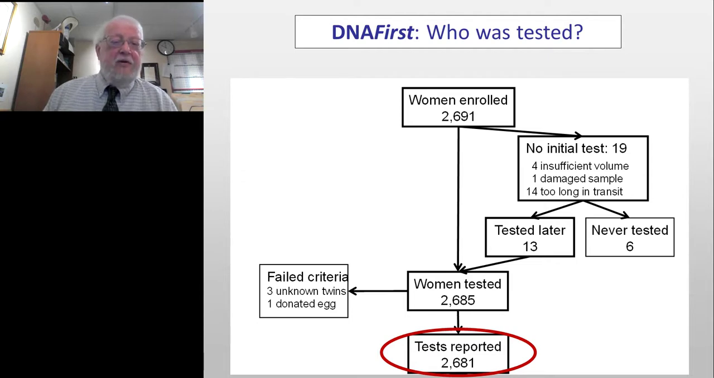And they, at the time, could not do twins. They do now, and they can't do a pregnancy where the mother is not related to the fetus. So these really should never have been tested. So we only reported 2,681 test results.